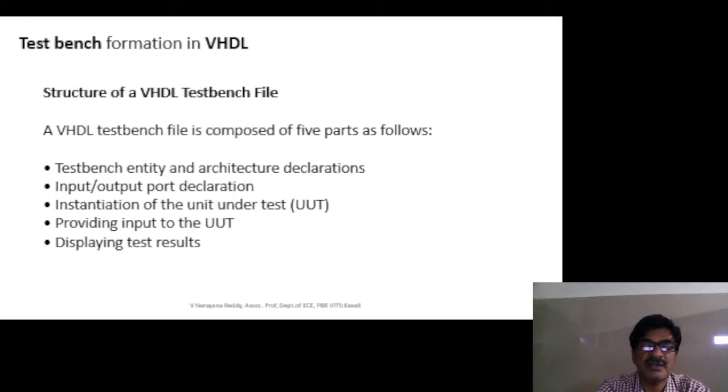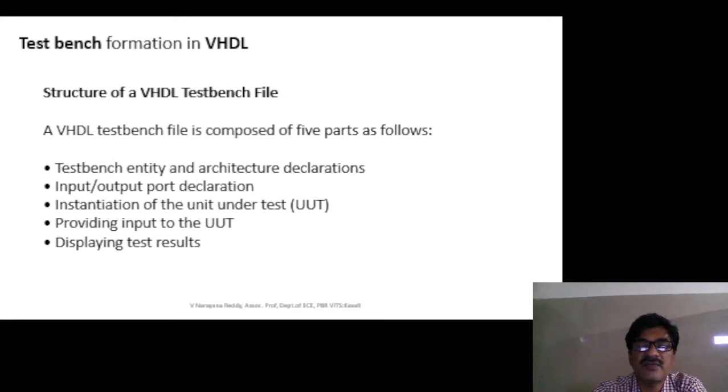Suppose you take a half adder. There we have two inputs and two outputs. With two inputs, four combinations are there. With reference to the four combinations, are you getting the correct results or not? For that verification, the test bench is used. It automatically gives the inputs and also shows the results with reference to those inputs. Here we are going to see how to write the test bench and what the different parts in it are.